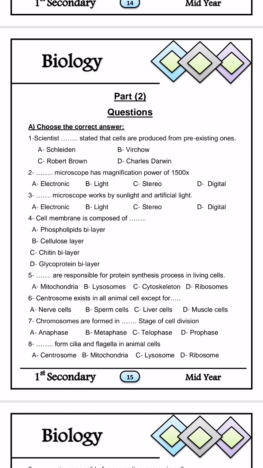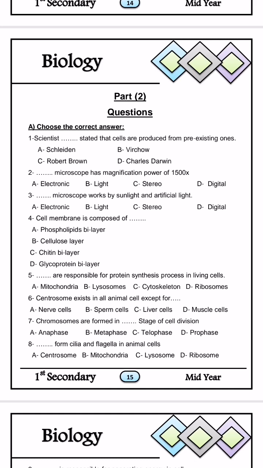Question number 1, choose the correct answer. Scientists stated that cells are produced from pre-existed ones: Schleiden, Virchow, Robert Brown, Charles Darwin. The answer is Virchow. Number 2, which microscope has a magnification power of 1500x: electronic, light, stereo, or digital. The answer is light microscope.